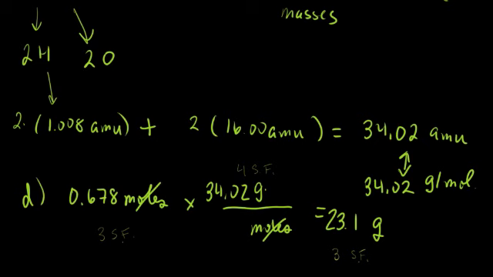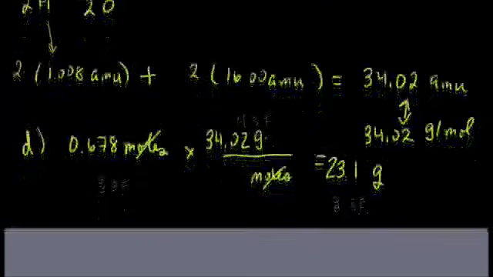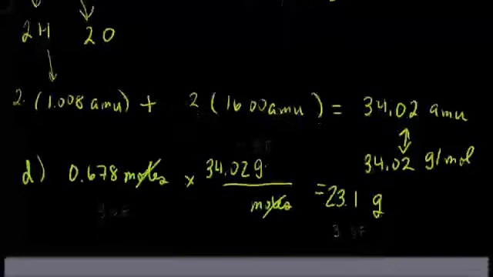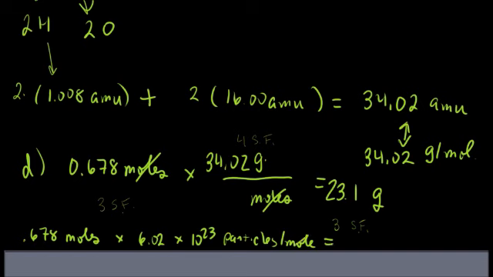If we had 0.678 moles, how many particles is that? Well, as we see, 1 mole is 6.02 times 10 to the 23rd particles. So, how about we do the math right here? 0.678 moles times 6.02 times 10 to the 23rd, and that's particles per mole. Moles end up canceling, and we're left with 4.08, 3 sig figs again, 4.08 times 10 to the 23rd particles.